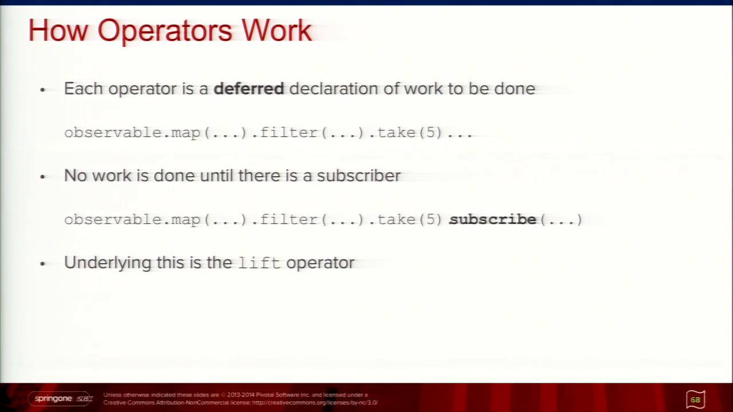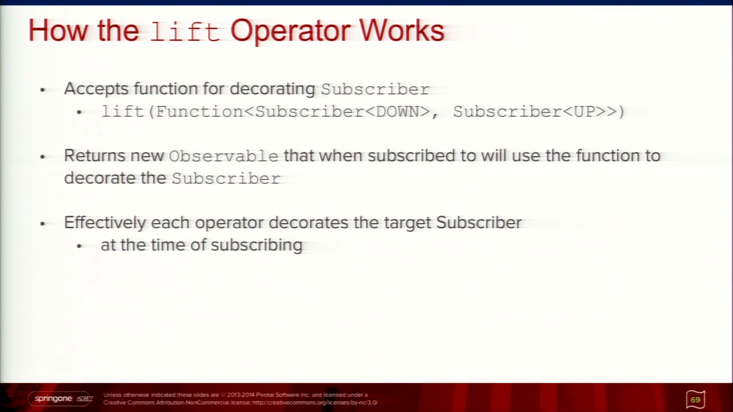And underneath all that is the lift operator. That's what makes it happen. Lift is basically a function which decorates a subscriber. Essentially, in order to defer the application of these different functions, we can provide a function which will decorate a subscriber. And at the end, when there is an actual subscriber, each operator will decorate it so that when data passes through, the functions get applied. From a publisher perspective, it's going to become one single subscriber. This might not be easy to visualize at the moment, but it's just trying to give you a sense of the mechanism behind this.